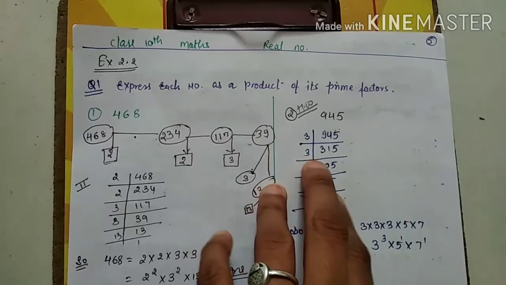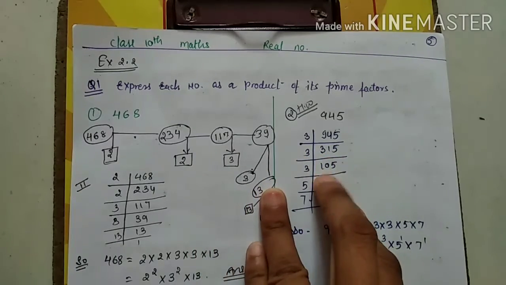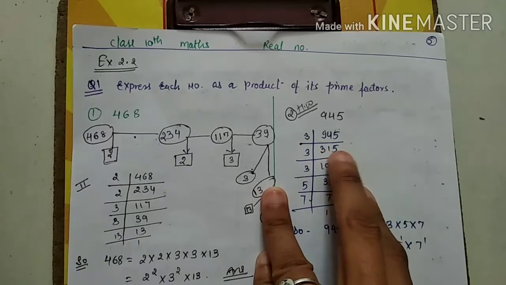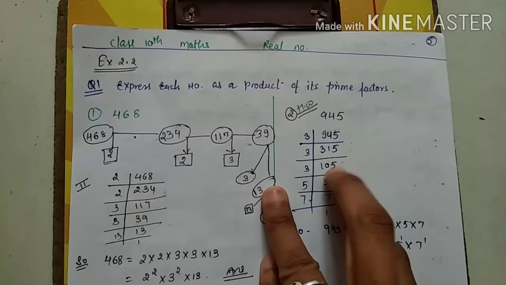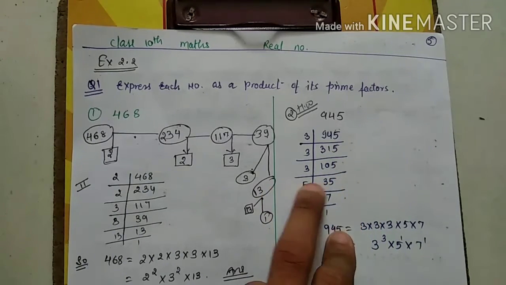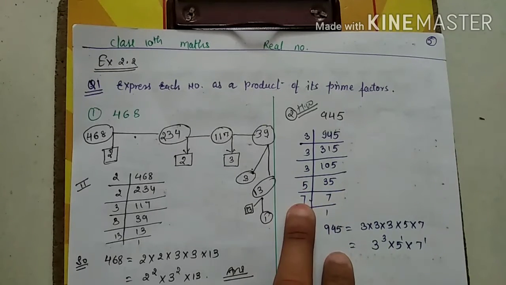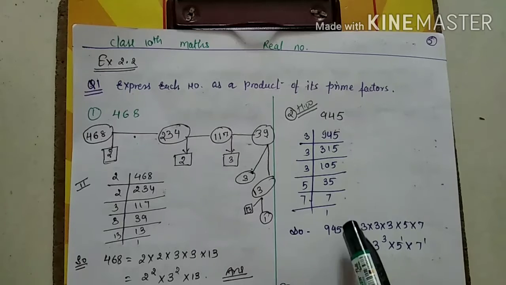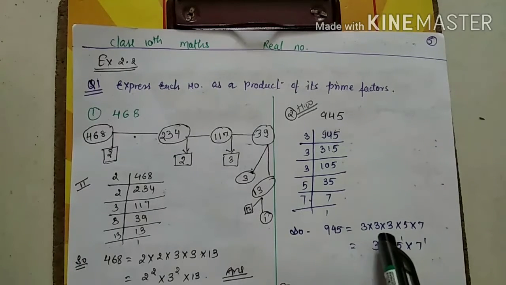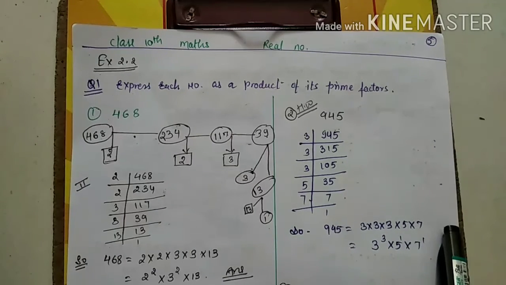Again after that, 3. 3 1s are 3, 3 5s are 15. But 0 will be there because we are directly taking, so we have to put 0. Then we have to write 15. After that, from 3 again 35, from 5 it becomes 7 times, from 7 it is 1 time. So the factorization of 945 is 3 into 3 into 3 into 5 into 7.